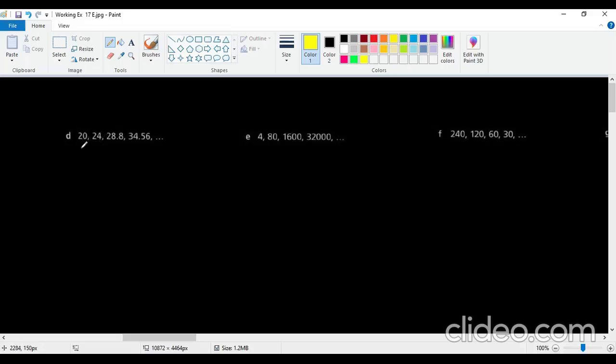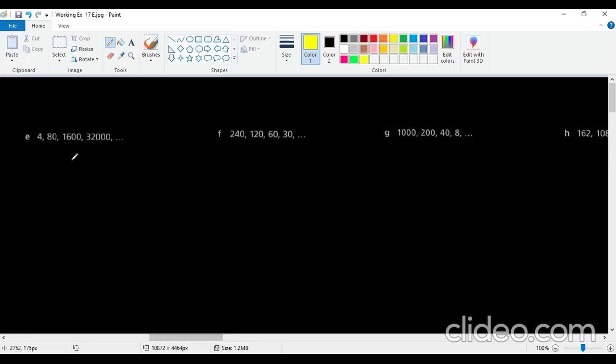Moving on to the next one, as you can see, 20 divided by 24 is going to give us 1.6, I guess. Let's see. 24 divided by 20 is going to give us 1.2. And the relation that is building up is 24 times 1.2 is going to give us 28.8. So every term is multiplying by 1.2. So that means 34.56 when multiplied by 1.2 is going to give us 41.472.